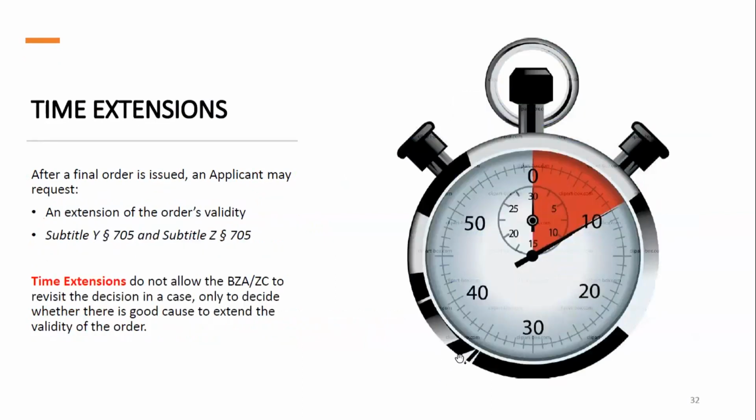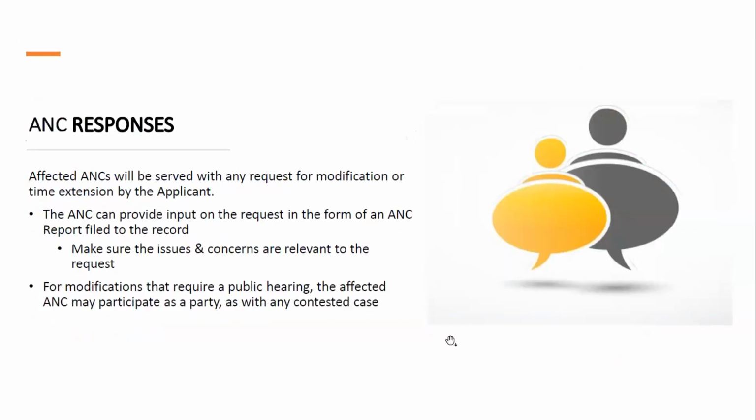Time extensions. So after the final order is issued in the original case, the applicant can come back and ask for an extension of the validity of the order, and that can be found in Subtitles Y and Z, Section 705. Again, time extensions do not allow the Zoning Commission or BZA to revisit the decision in the case, but only to decide whether there is good cause to extend the validity of the order. That's the only thing they are doing, extending the time and deciding whether there is good cause to do so.